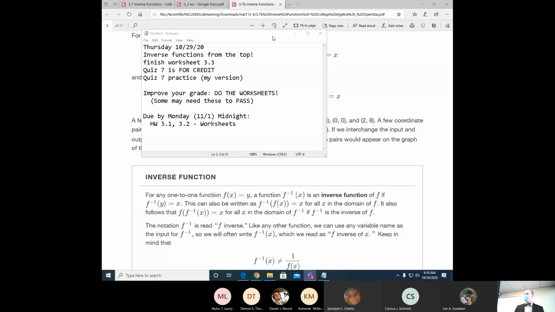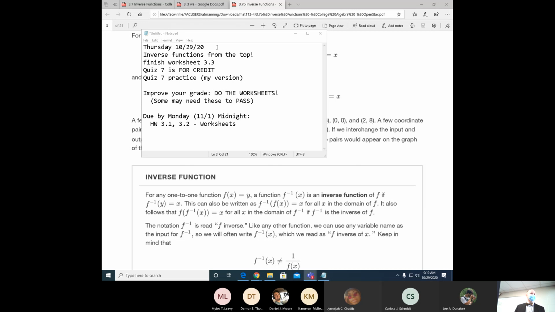Quiz 7, reminder for quiz 7, it is for credit. Check the assignment schedule. I am giving you credit for those quizzes and for your worksheets. Some may need that extra credit, so I will allow you to turn in worksheets. And if you're seeing something that you turned in that I need to go back and check, feel free to send me an email. So here's our plan for today.